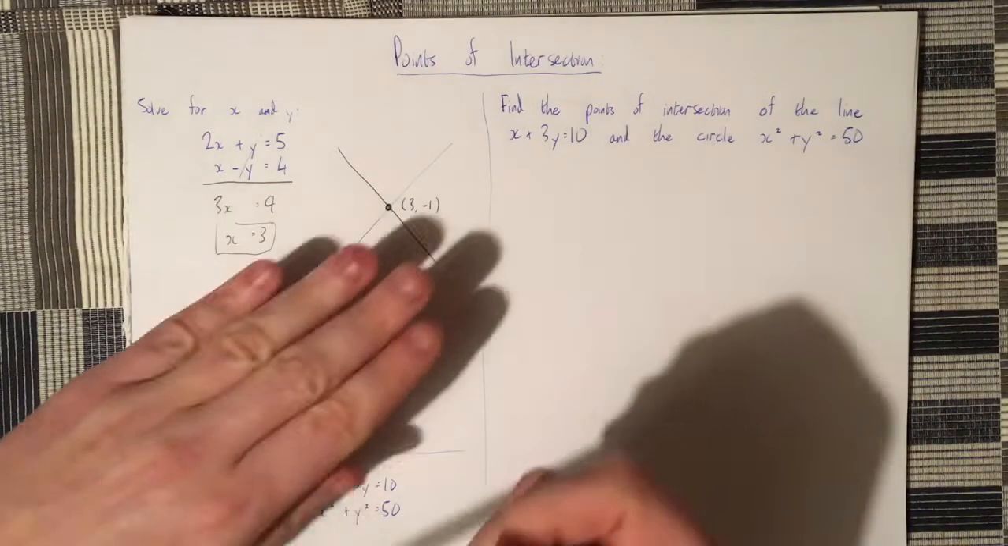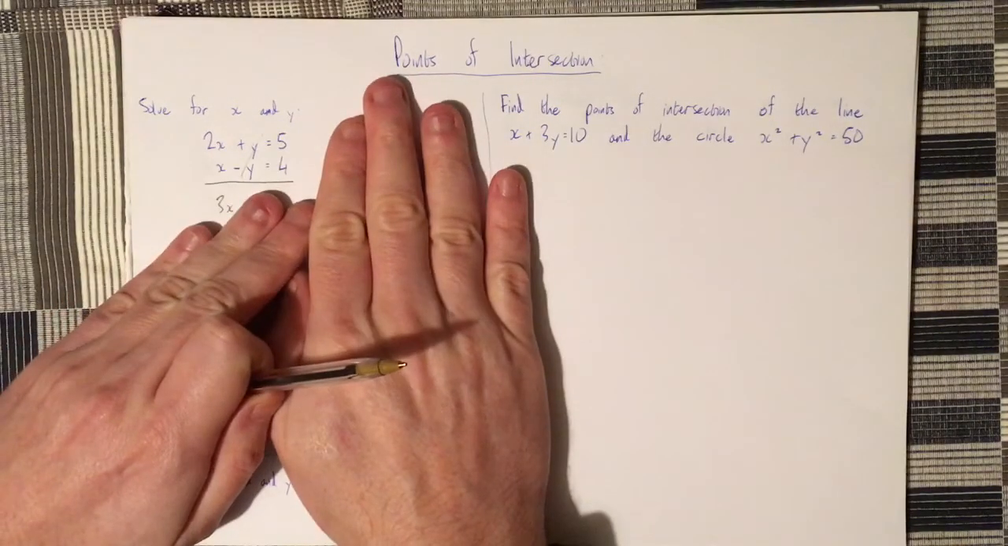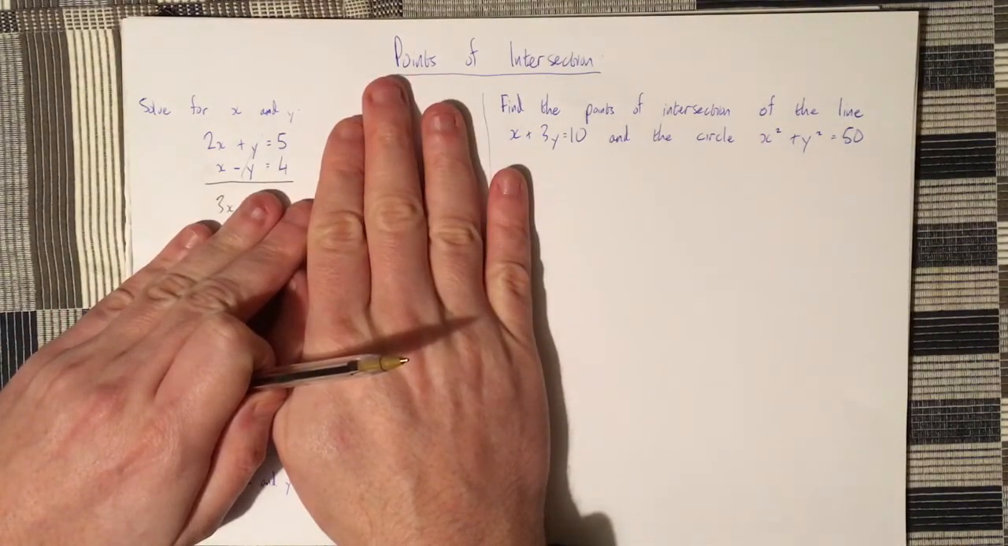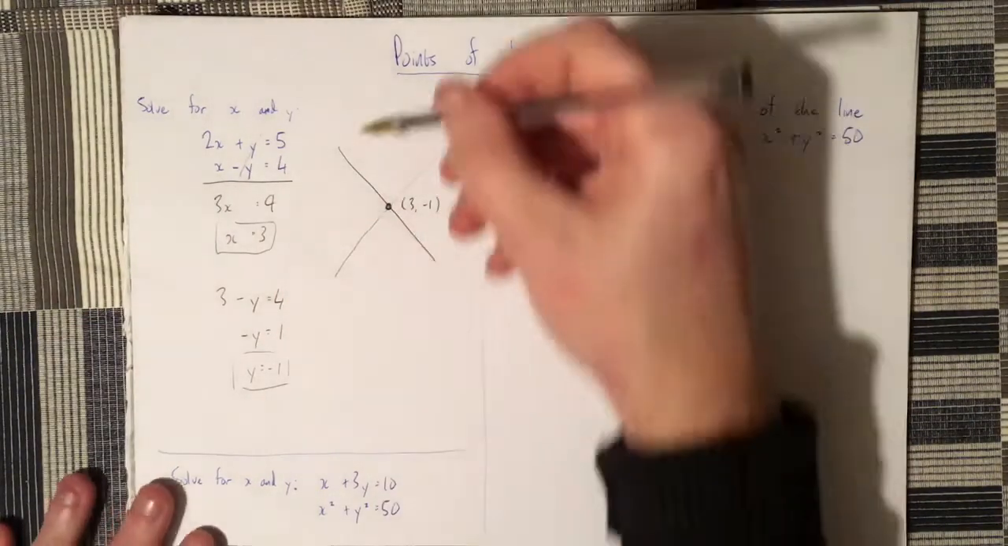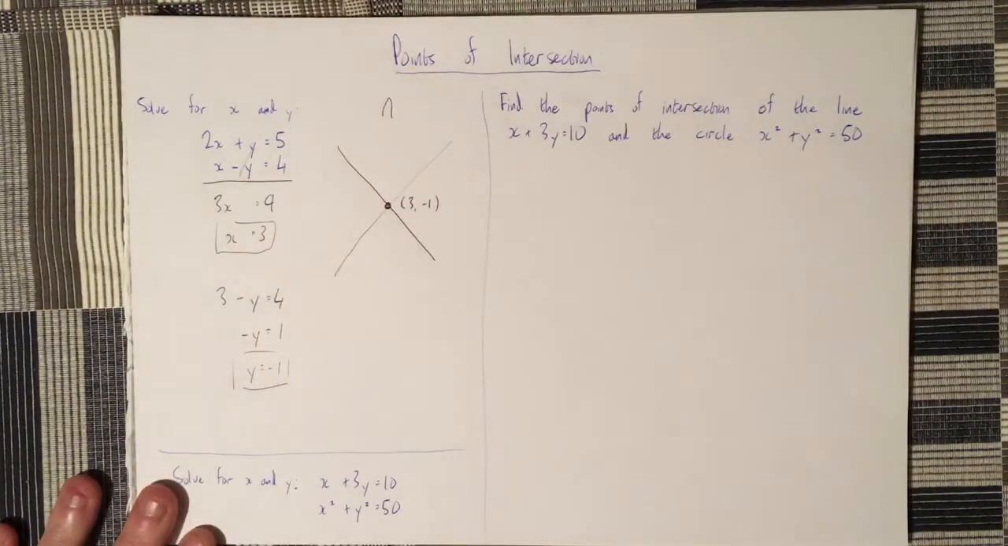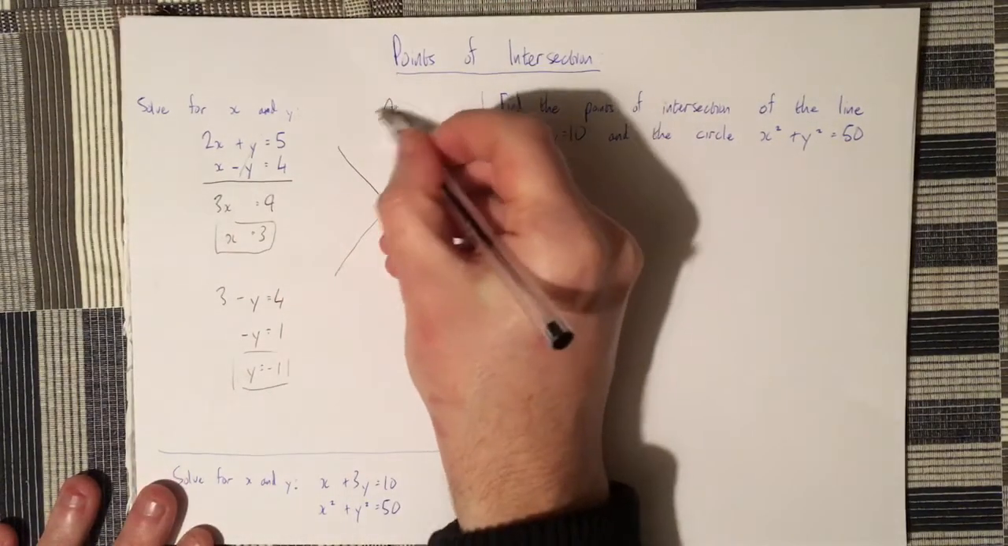And as I said, it can come up looking like this on paper 1, where it just says solve for x and y, or it could say find the point of intersection between these two straight lines. That would mean the point of intersection between the lines, if you see that symbol.